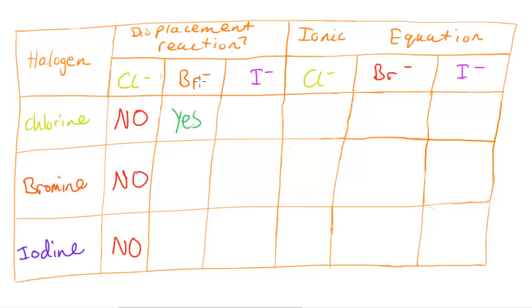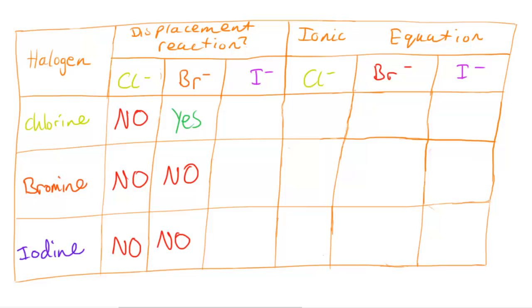Is bromine going to displace itself? For the same reason why chlorine doesn't displace chlorine, because it's equal oxidizing ability, the answer is no. Let me draw no in red. Is iodine going to displace bromide? No, iodine has less of an oxidizing ability than bromine, so no, it's not going to displace it.